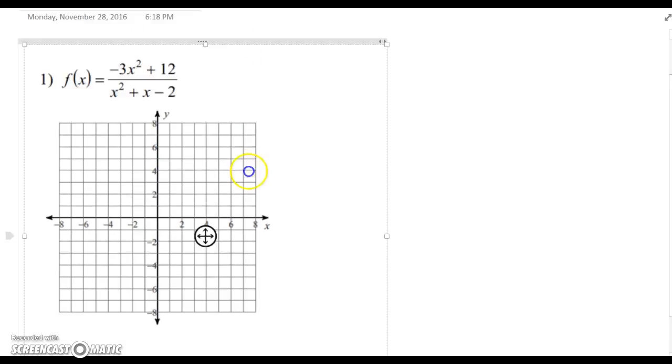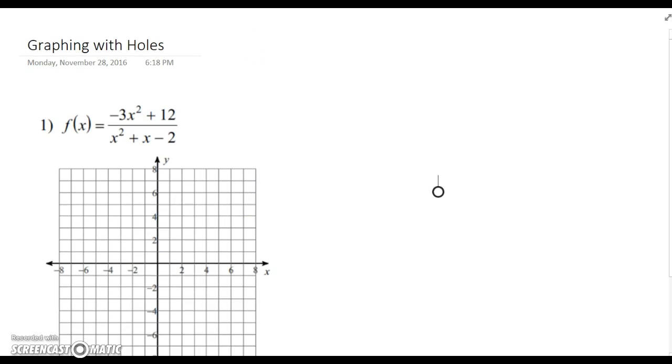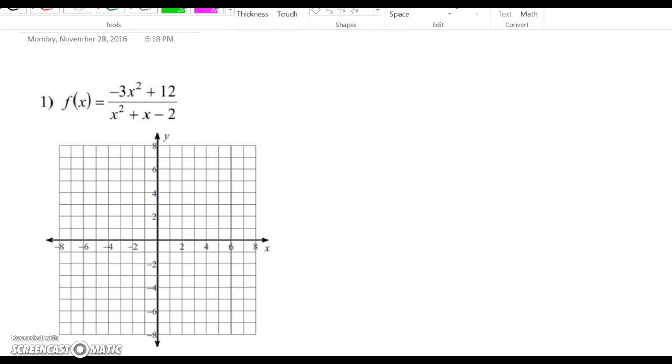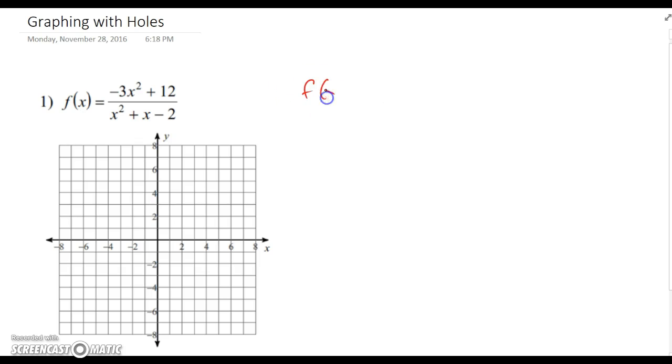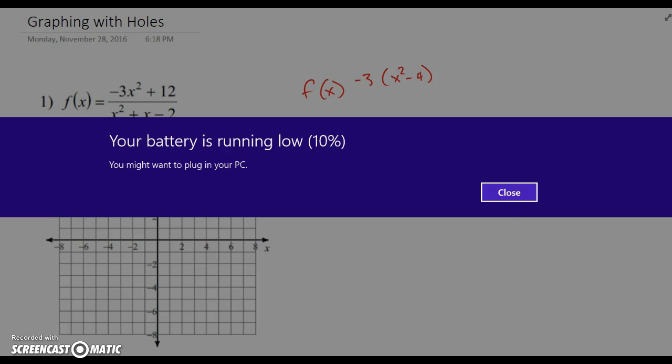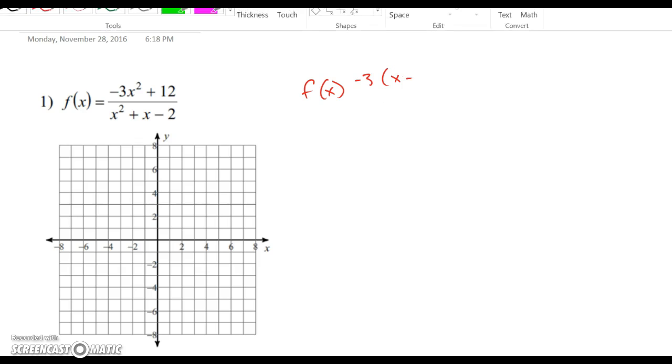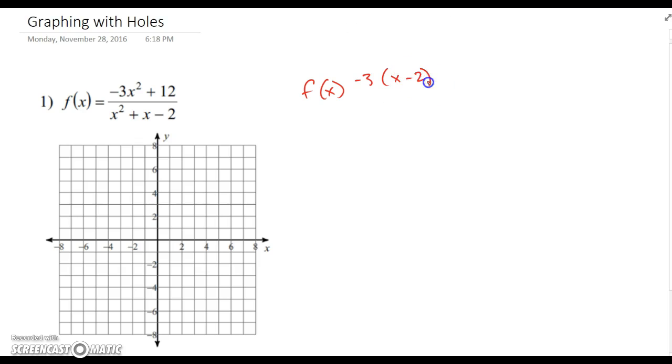Okay, let's do an example, graphing a rational function with a hole in the graph. So remember, first thing we want to do is factor so we can see if anything's going to cancel out. So f of x equals -3x squared minus 4... x squared minus... x plus 2, x minus 2. So let's go ahead and factor that all the way.